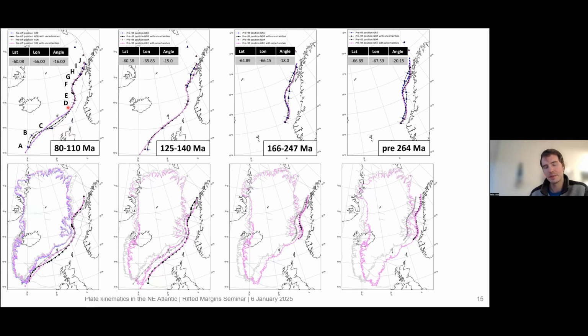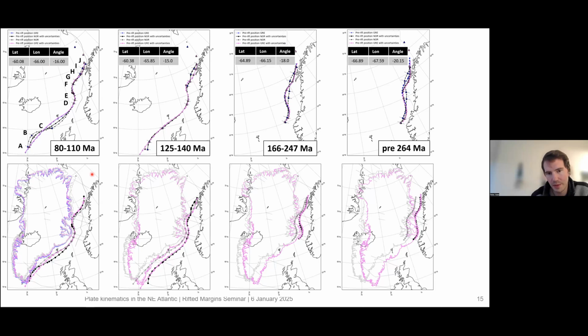And as we have from the seismic data the distinct rifting events and extensions, we can repeat this procedure for all events over here. And what you see now in the bottom is the corresponding position of Greenland relative to Eurasia if you apply this Euler pole over here.